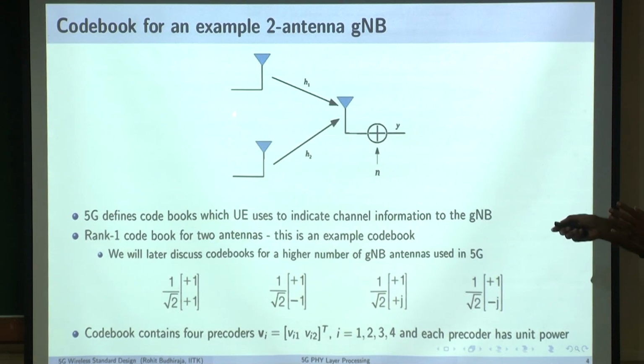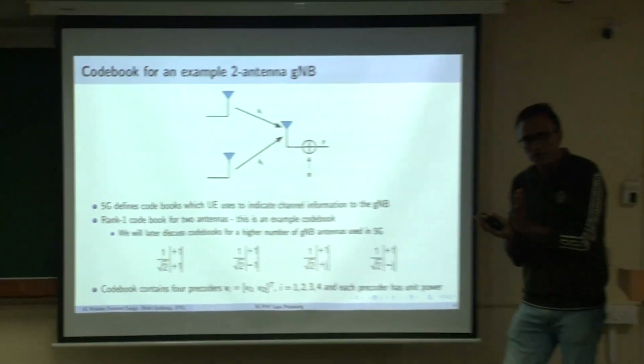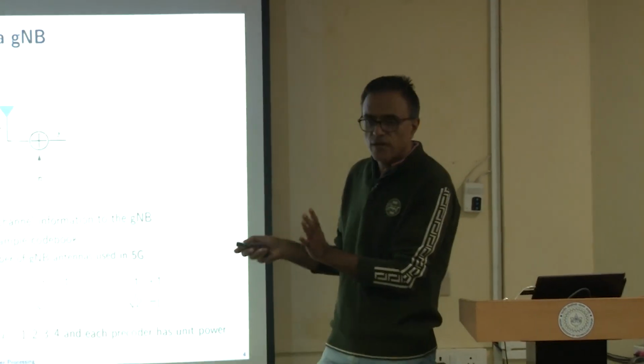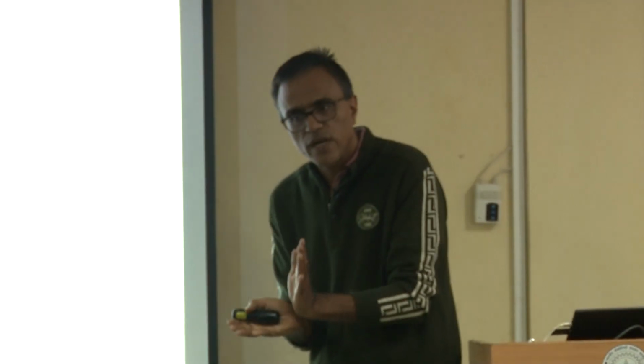Similar ideas are there for, let us say, a 64 antenna system. You will have a bigger codebook. Each entry should be 64 cross 1, the size of each channel should be 64 cross 1, and there should be a larger number of codebook entries because you have a larger number of antennas. That is a separate exercise in itself; it is given in the standard how many bits are defined for a 64 antenna codebook and how many codebook entries there are.